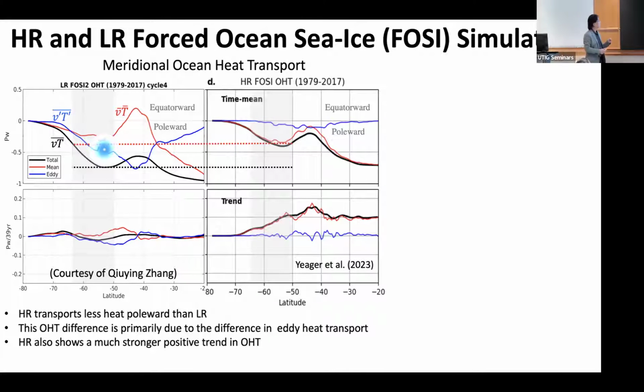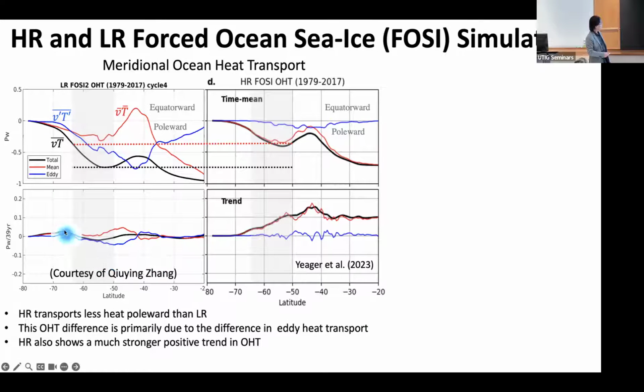So that leads to a question whether the low resolution model is doing the right thing, right? For the high resolution model, of course, we turn off all the parameterization. We let the model compute the eddy flux by itself. And then another interesting thing is that not only the mean difference, but the trend is very different. So in the high resolution model, you can see it does not project much change in the eddy component of the heat transport, right? The mean changes, there's actually an increase in the equatorward heat transport in the mean and in the total.